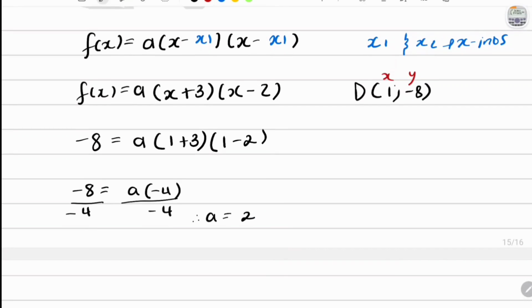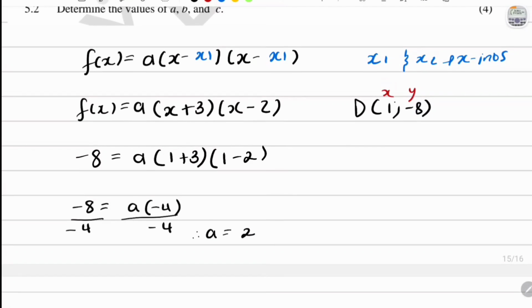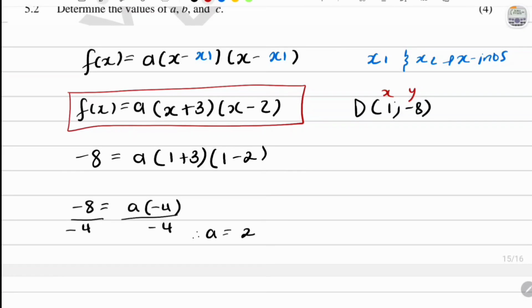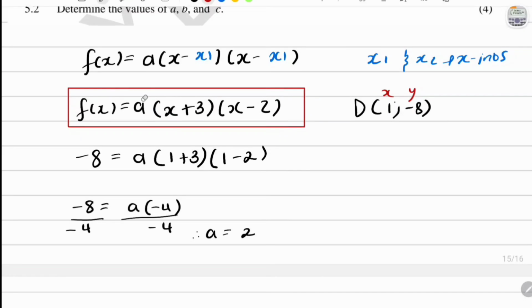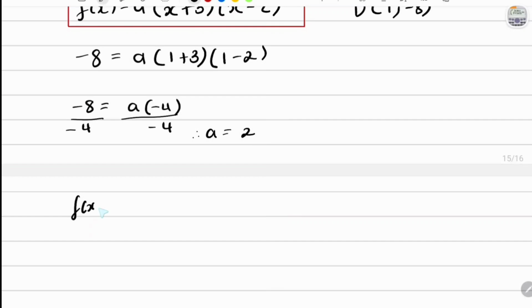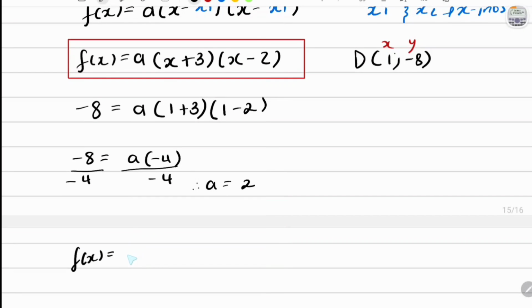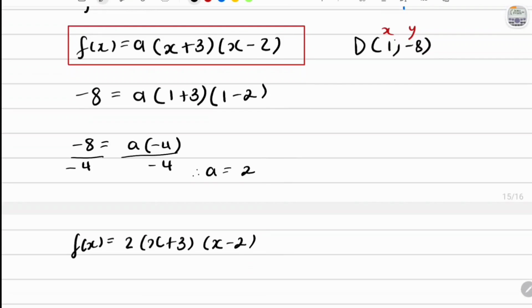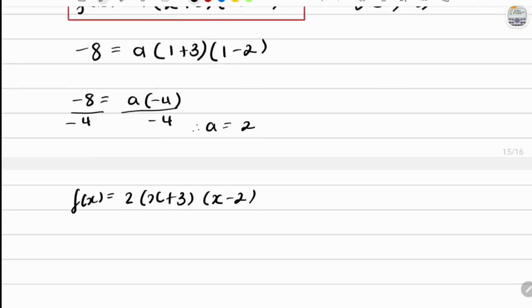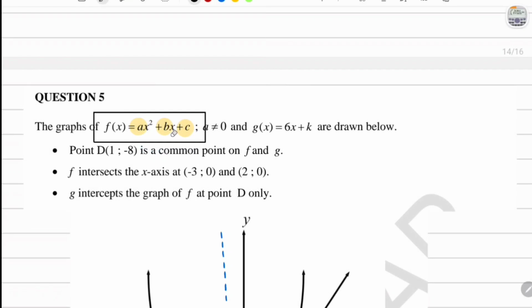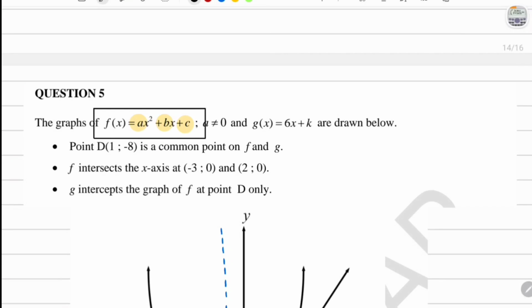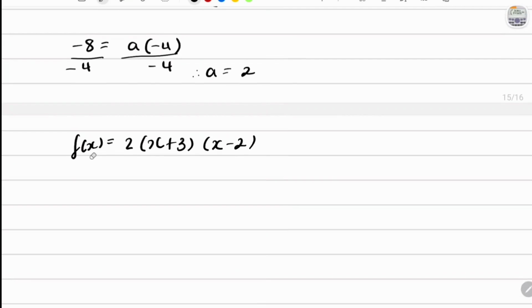So we have a. How do we find b and c? Well, this is our equation. This is the only thing that has just one thing missing. It had a missing, so we're going to substitute it back into that equation to find b and c. So f of x is equal to 2 multiplied by (x + 3) multiplied by (x - 2). Now to find b and c, do you remember that f of x is in standard form? It's in the form of ax squared plus bx plus c. So we need to put this in standard form.